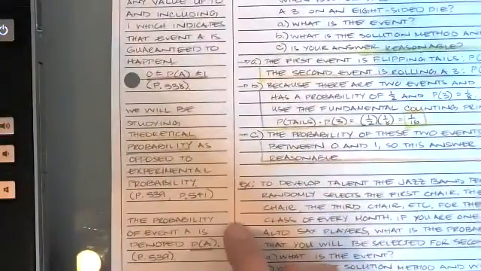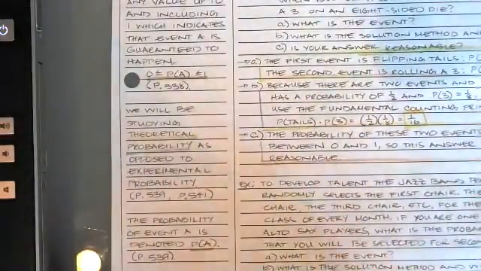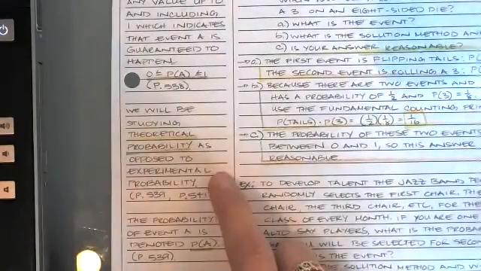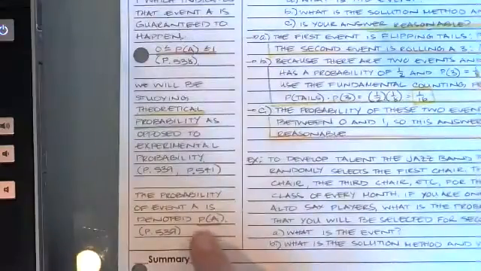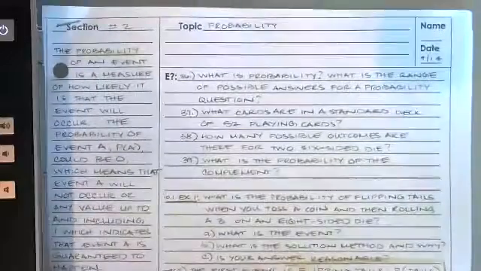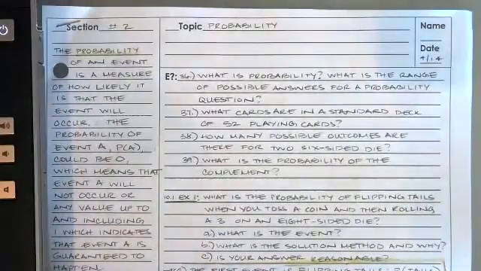Okay. So we will be studying theoretical probability as opposed to experimental probability, which would happen in a stats class. And the probability of event A is denoted P of A. So our essential questions: what is probability and what is the range of possible answers for a probability question? What cards are in a standard deck of 52 playing cards? How many possible outcomes are there for 2 6-sided die? And question 39, what is the probability of the complement?